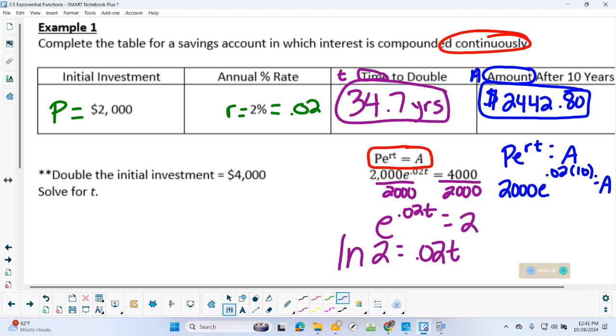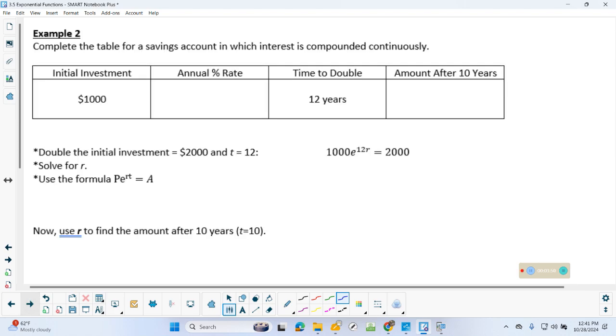So again, we've used all of these formulas. You've calculated all this stuff. It just looks a little different. It's just now in this very fancy table formula. Again, you'll always get the formulas. All right, complete the table for the savings account, compounded interest, continuous again. Still the same formula, still the same stuff.